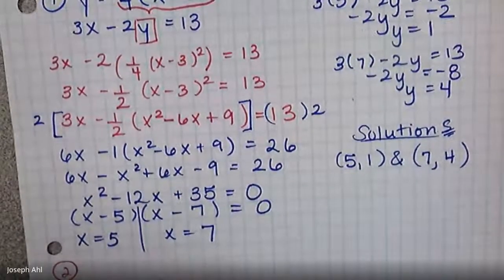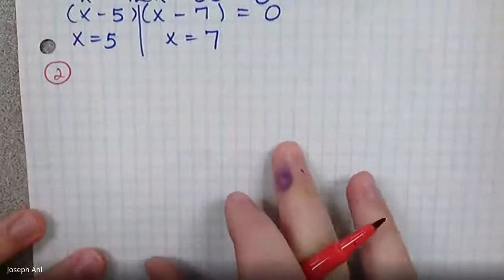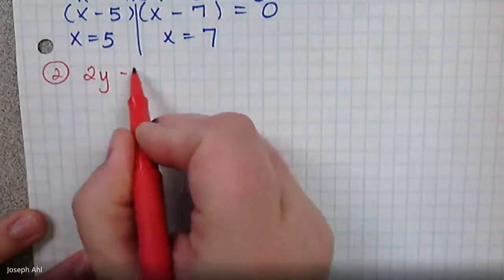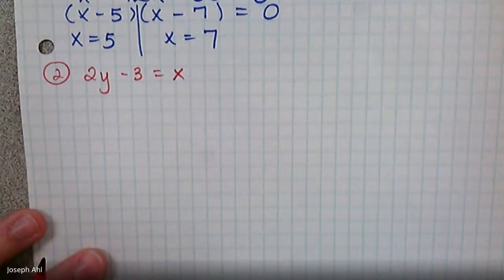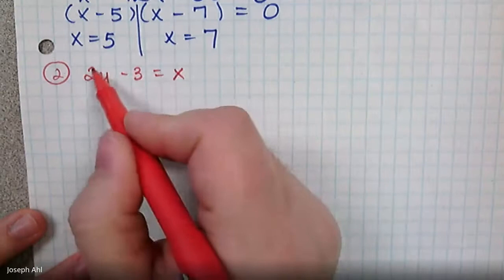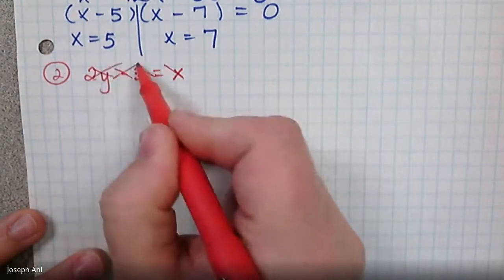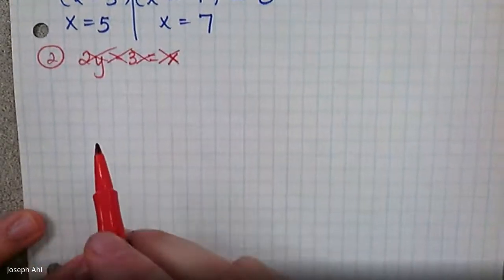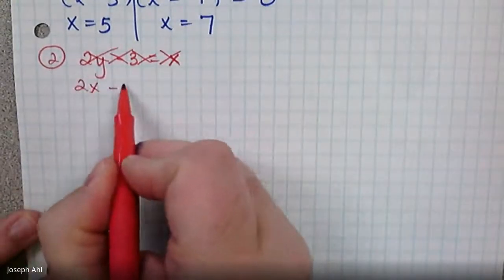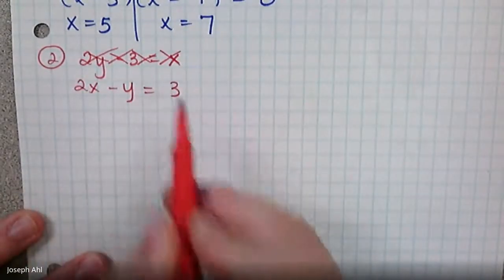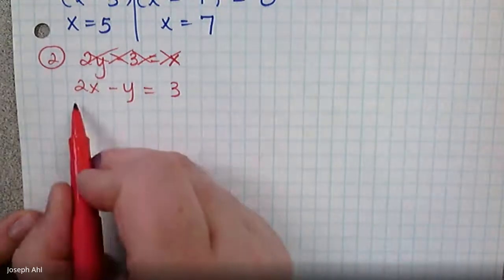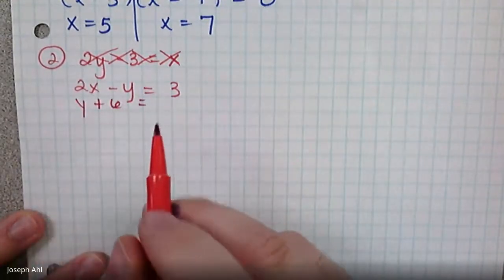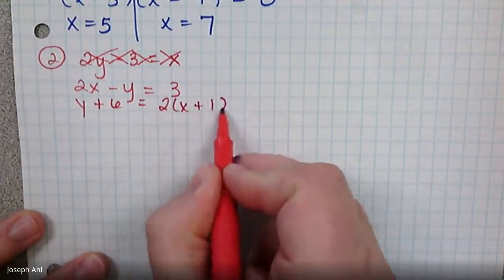Let's take a look at another example. If I gave you the system of equations, 2y minus 3 is equal to x. That's not what I wanted to write, guys. Sorry, we'll try that again. All right, pretend that never happened. I wanted to write 2x minus y is equal to 3. I don't know where I got that from. I completely rearranged all the variables and numbers in my head. All right, and then I want y plus 6 is equal to 2 times (x plus 1) squared.